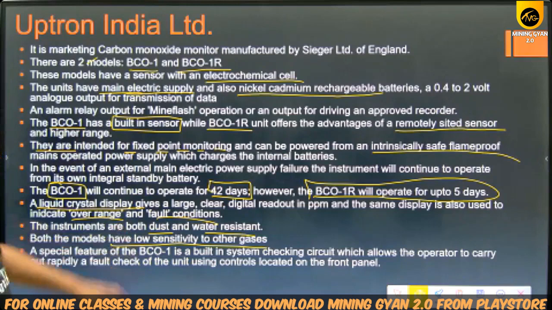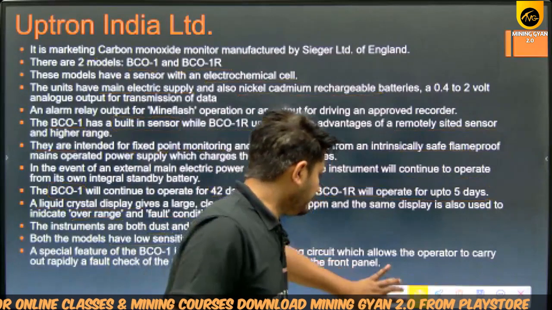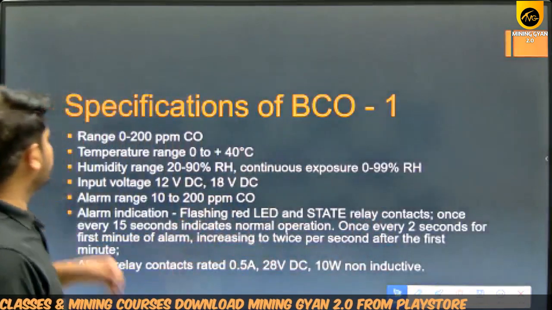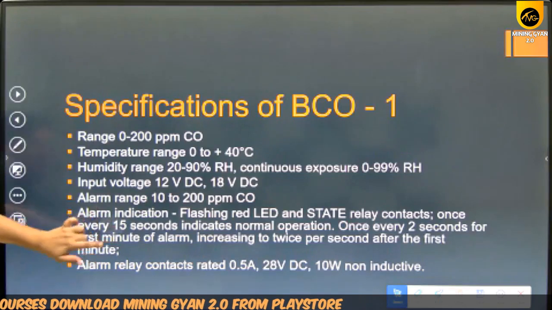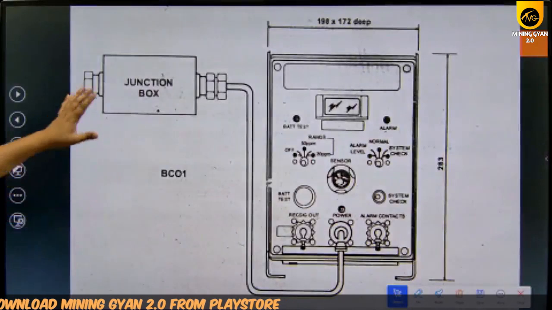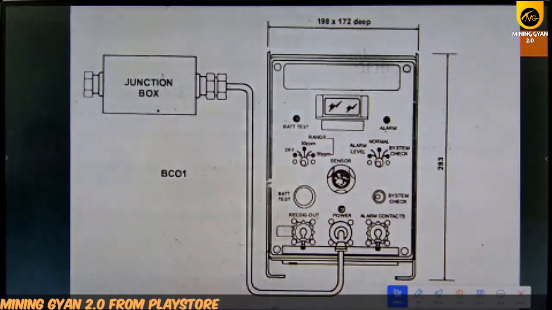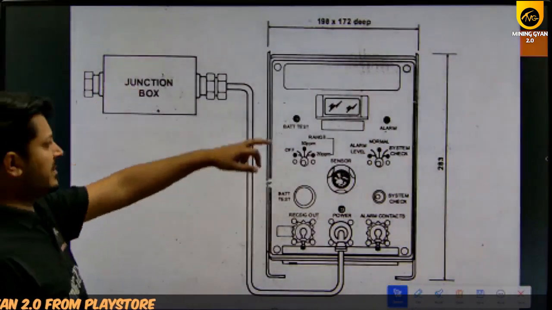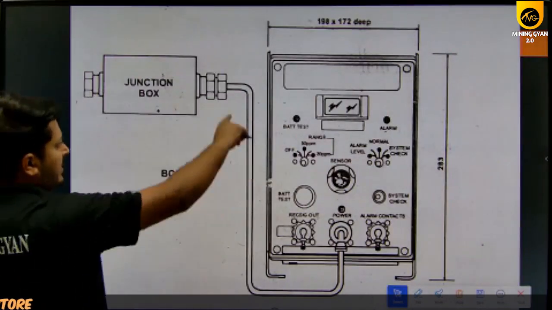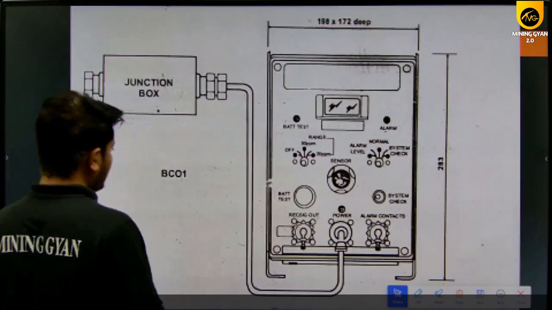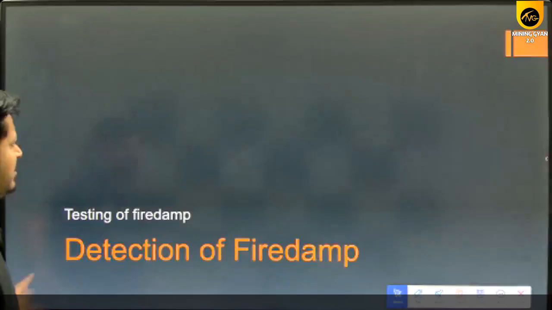Okay, these are the specifications of the BCO1. This is the arrangement for the BCO1. There is a junction box, and this instrument is connected with the junction box at one point, and there is a display, and it will show you the percentage of different gases on the display only.